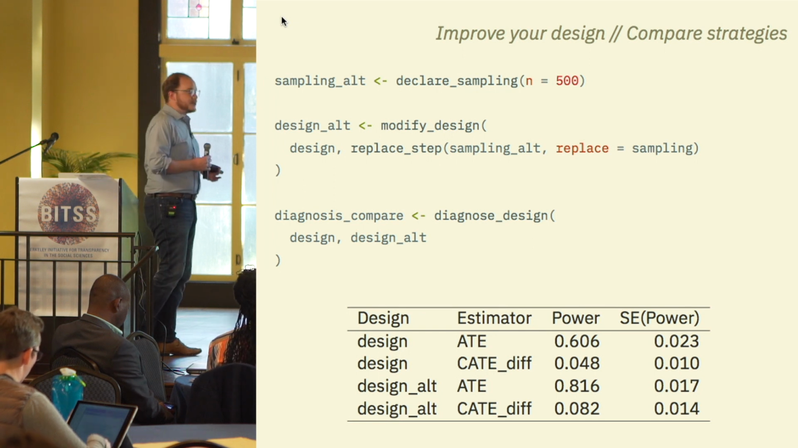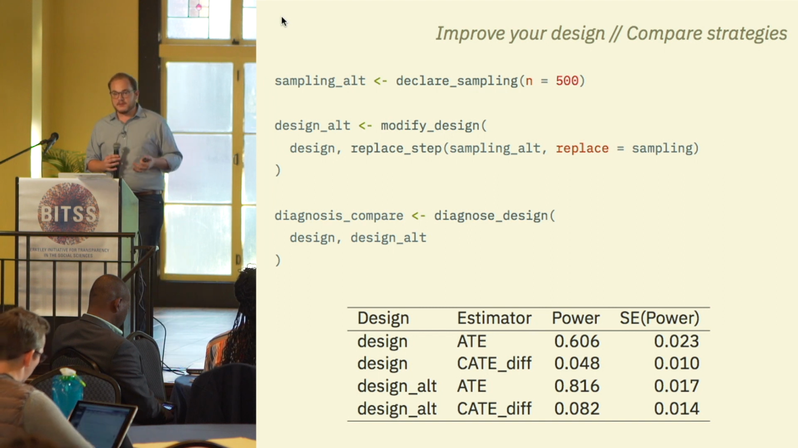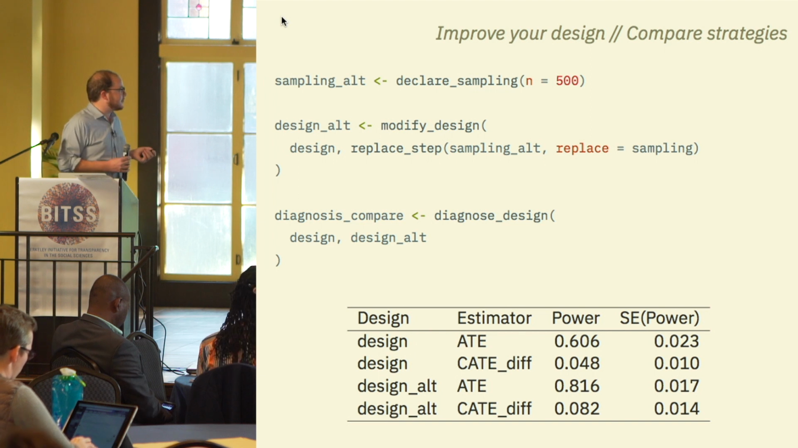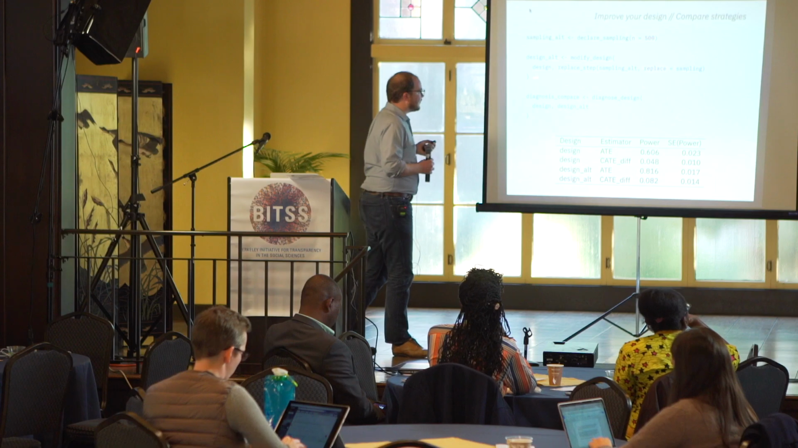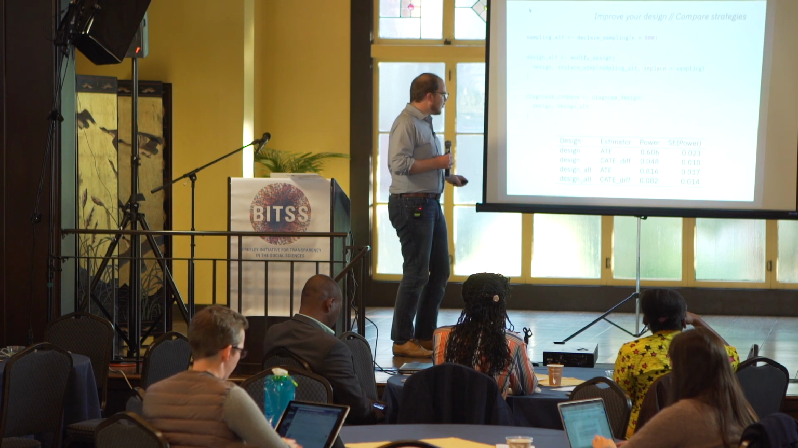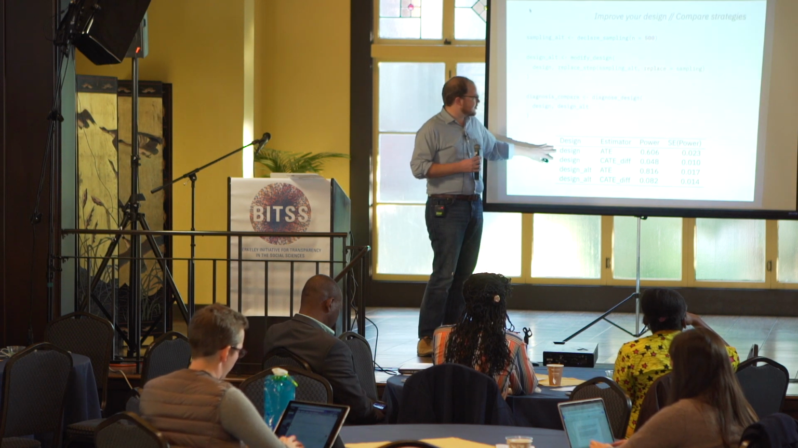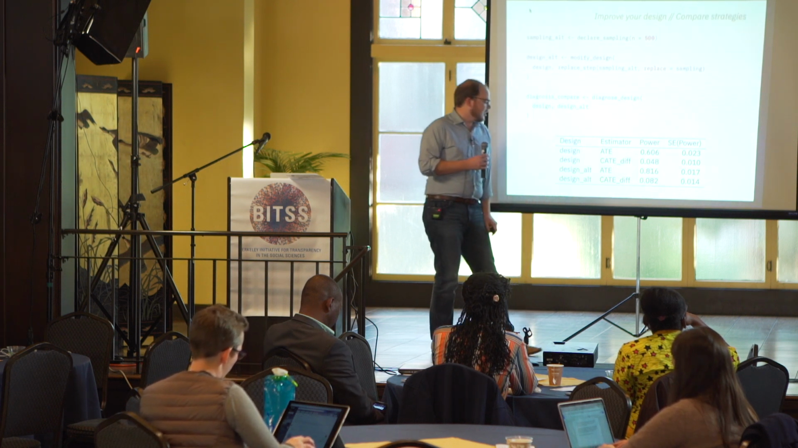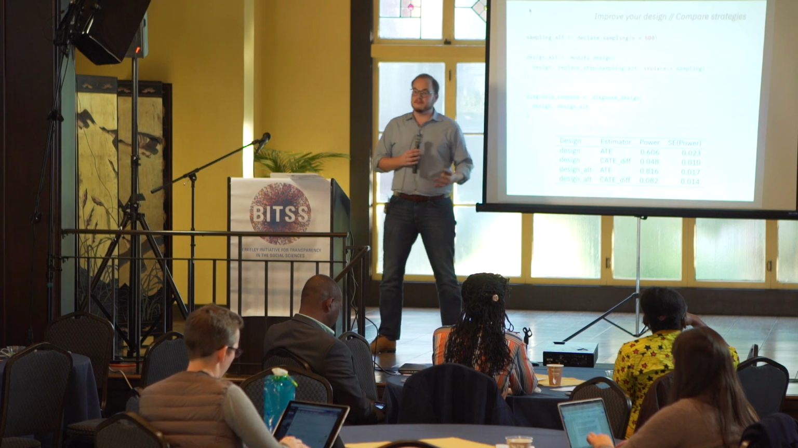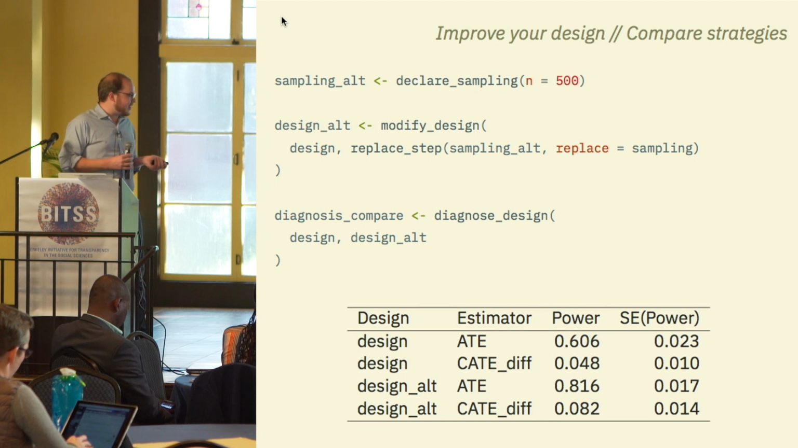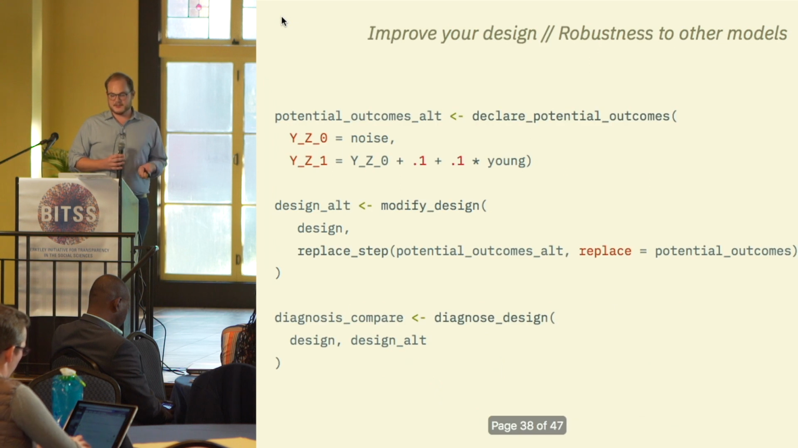Secondly, we can compare different strategies to see what their properties are. And so we saw that we didn't reach the traditional cutoff of 0.8 on the power for the average treatment effect. And so maybe we want to bump up our power and compare those two designs. And so we can modify the design and add potentially this alternative sampling strategy to sample more. And then we can diagnose those two designs together, and we can see that we reached the 0.8 threshold for the average treatment effect with that larger sample size, that better well-powered design. And we see still that we have no chance of detecting this difference in the conditional average treatment effects.